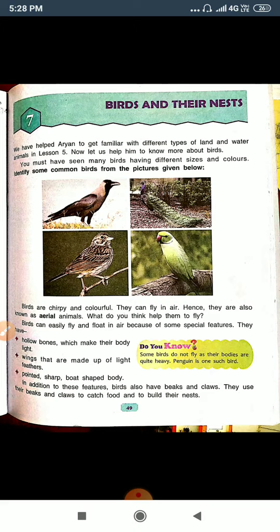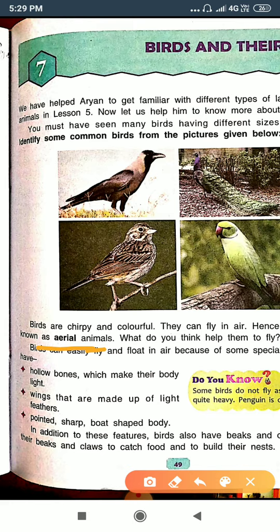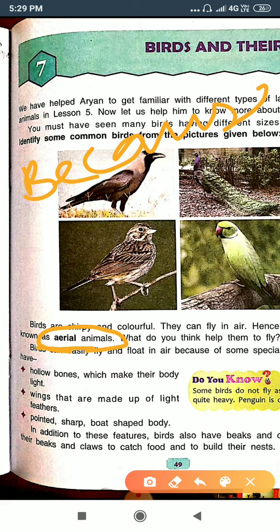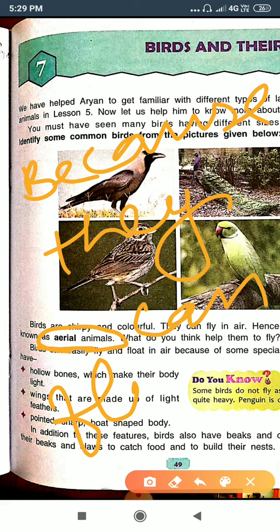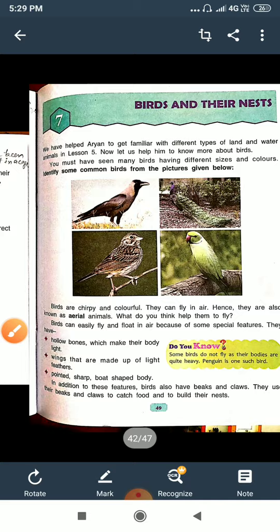So you call birds aerial animals. You have to know this, aerial, A-E-R-I-A-L, aerial animals. Now the question is, why are birds known as aerial animals? Because they can fly in the air. Okay, so this is the answer to this question and you can underline it. See this line, they can fly in the air and that's why they are known as aerial animals.